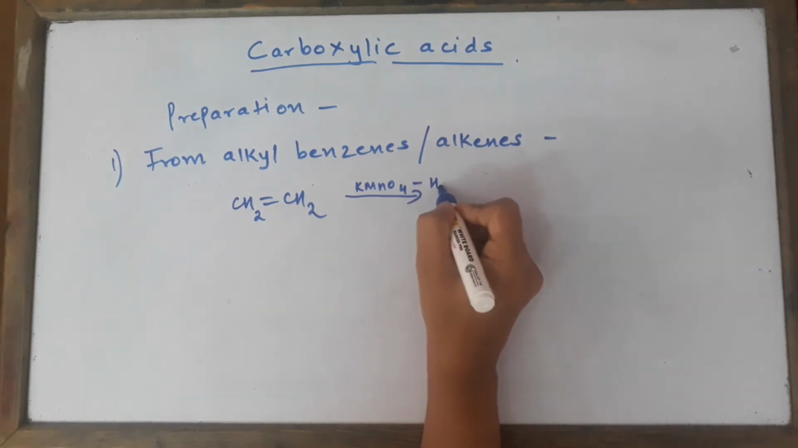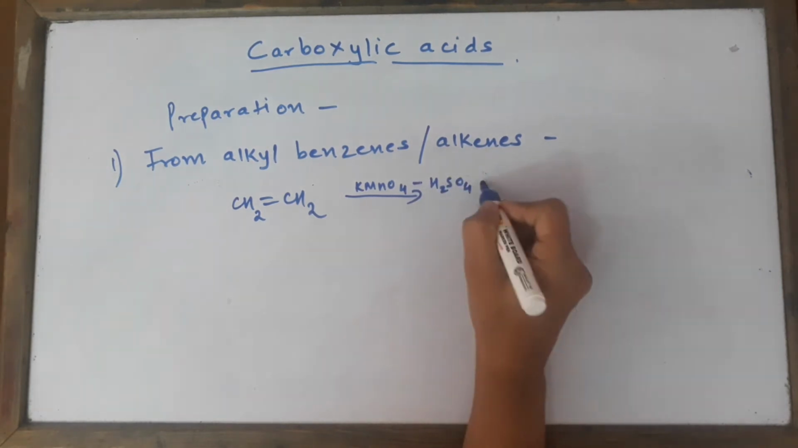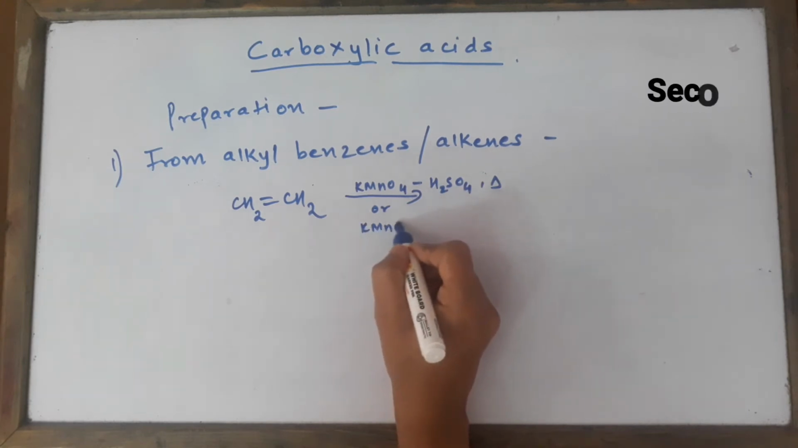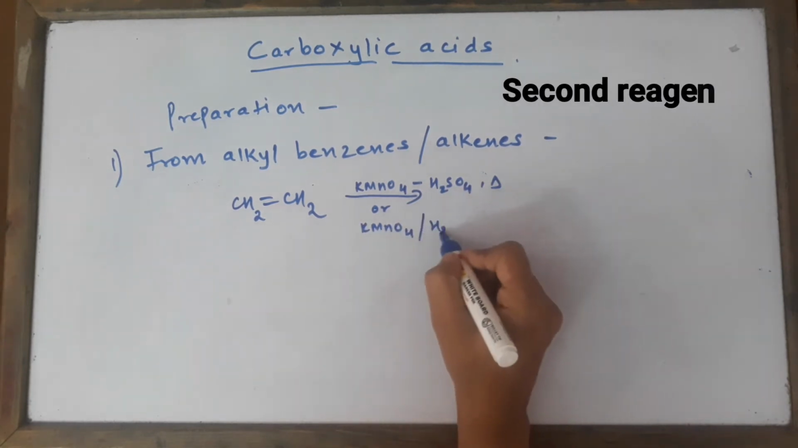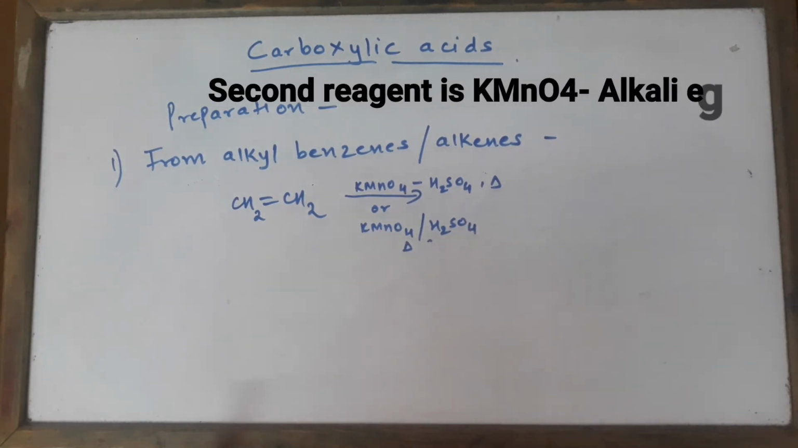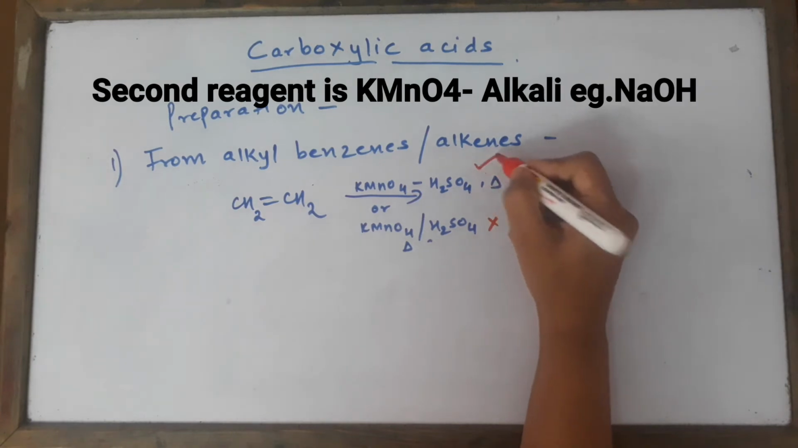Acidified KMnO4, that is KMnO4-H2SO4, and heat it, or you can use alkaline KMnO4. As I told you, if you use alkaline KMnO4, you will not be getting the carboxylic acid, but you will be getting the salt. So let's not use this method for the exam and focus on this method only.